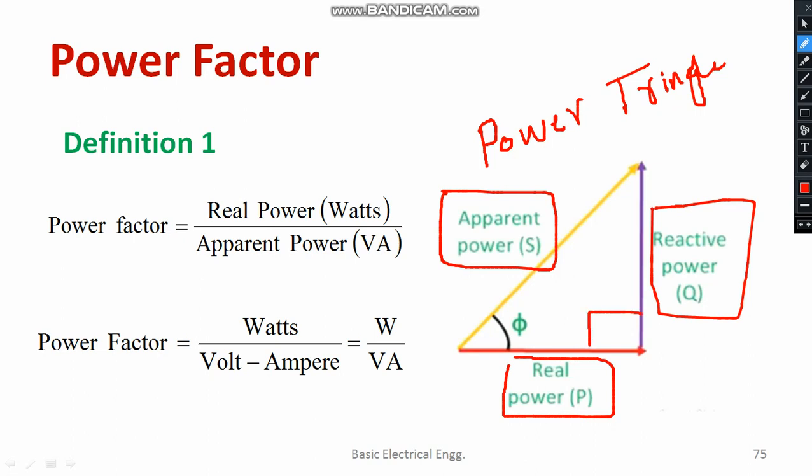Now you can calculate the power factor, cos phi. Power factor will be represented by the letter cos phi, the trigonometric cosine of the angle. How to calculate cos phi? The adjacent side is real power, correct? You can call it P. What is the hypotenuse? Apparent power. So P by S, or you can write real power divided by apparent power. If you are looking for only the units, you can mention watts divided by volt ampere. So that is the definition of power factor. I hope it is very clear.